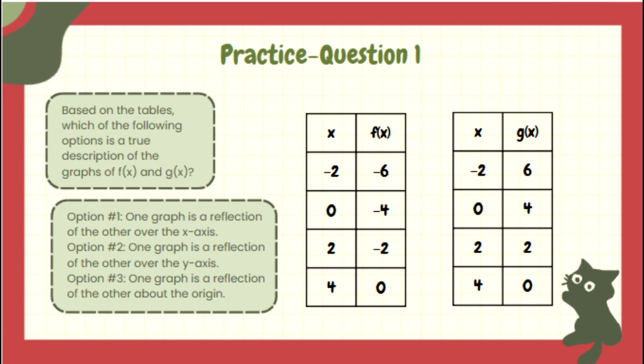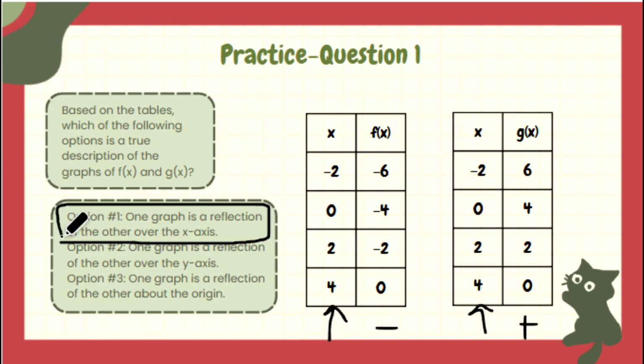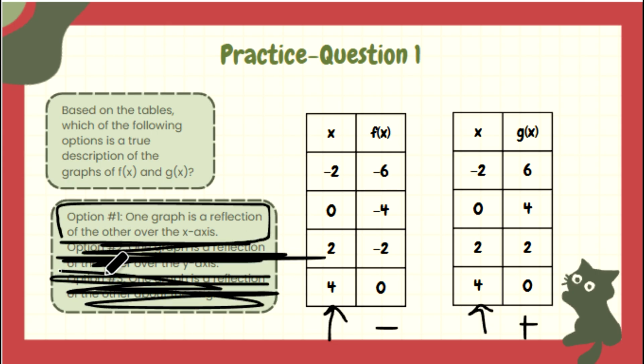I will do that. Okay, so first of all, we can see all of the x values are the same. Okay, the y values, look at that. They're all opposite. So if these are the same, and these are all negative, and these are all positive, what does that tell us? One graph is a reflection of the other over the x-axis. That's the only thing we've talked about this whole lesson. We didn't talk about the y-axis, so it can't be this one. And we didn't talk about the origin, so it can't be this one. And it would have to be this answer anyway, or else it wouldn't make sense.